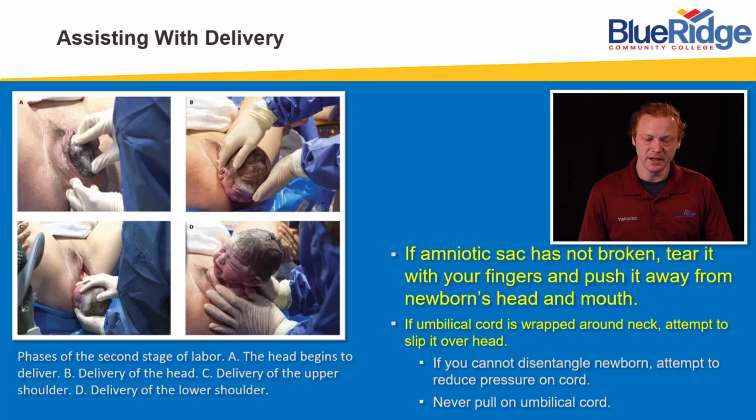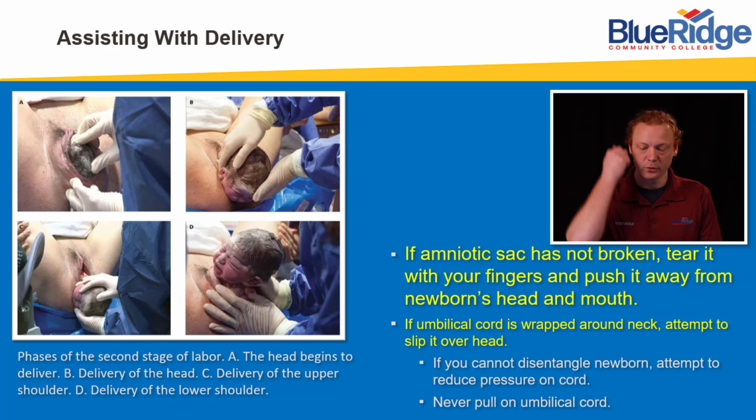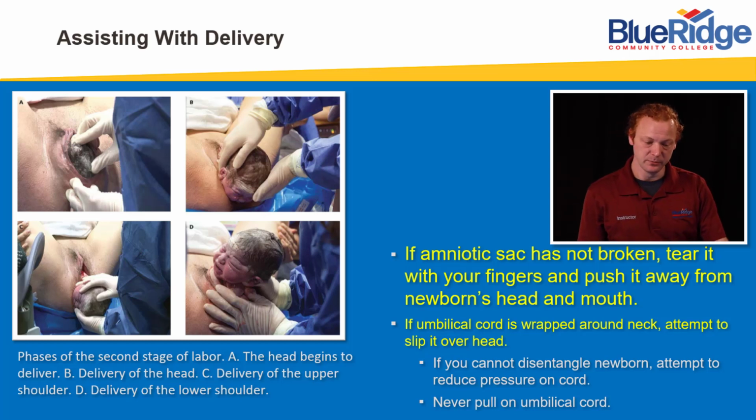If the amniotic sac has not broken, tear it with your fingers and push it away from the newborn's head and mouth. If the umbilical cord is wrapped around the newborn's neck, attempt to slip the cord over the newborn's head. If you cannot disentangle the newborn from the umbilical cord, attempt to reduce pressure on the cord. Never pull on the umbilical cord, as they are extremely fragile.